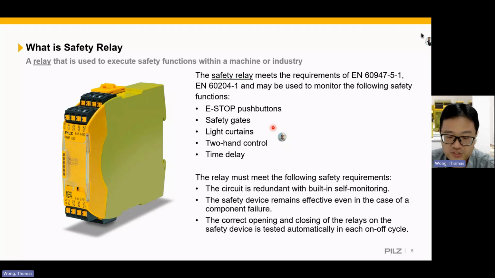And of course, if we connect multiple, for example safety gates, into one safety relay, it could also affect the performance level or the SIL level itself. So this is something to take note of. Also, the relays must meet the following safety requirements. The internal circuit itself is redundant with built-in self-monitoring, and the safety device remains effective even in the case of a component failure. And the correct opening and closing of the relays on the safety device is tested automatically in each on and off cycle itself.